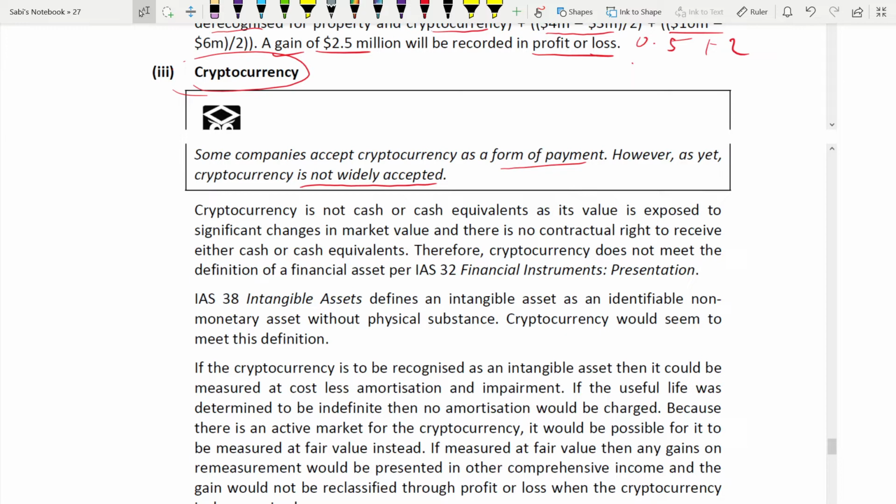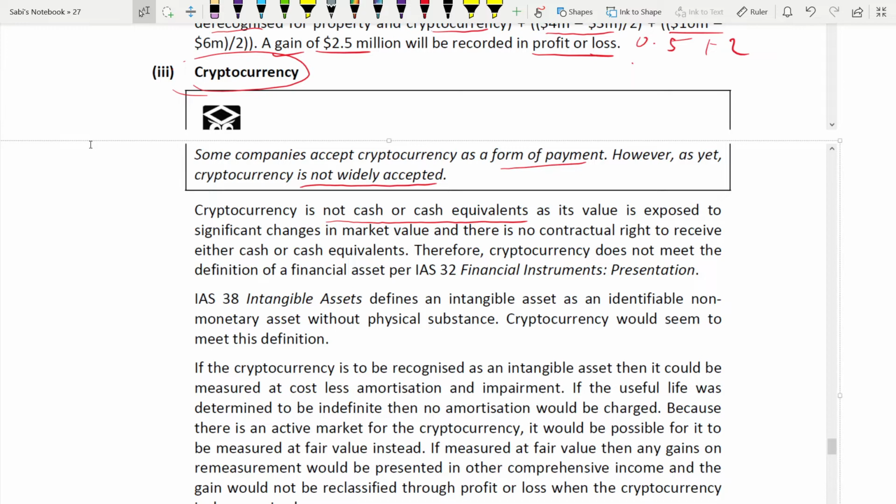Now we are talking about the nature of the cryptocurrency, before we say what type it is. Is it a financial instrument or is it an intangible asset? Before that, we have to understand what cryptocurrency is, the nature of it. So cryptocurrency is not cash or cash equivalent. Why? Because most of the people assume it's cash, no?